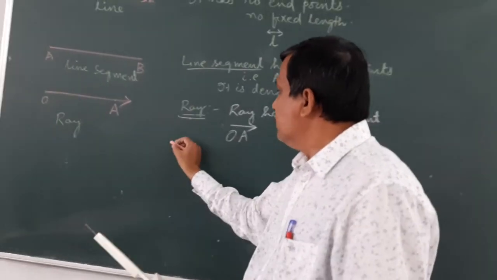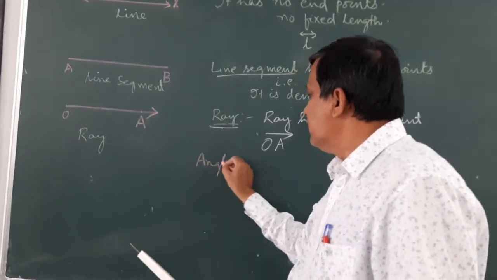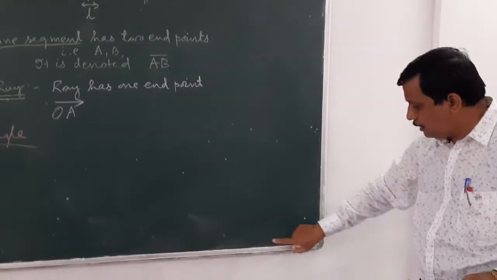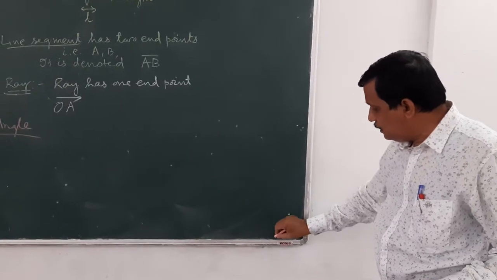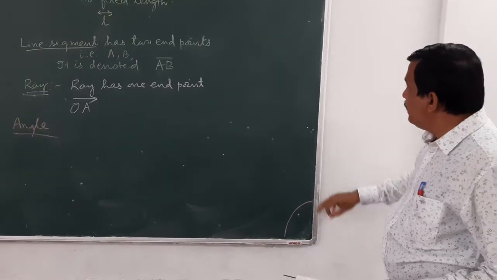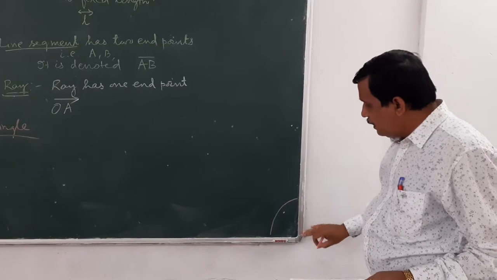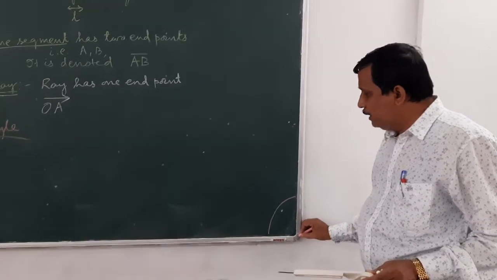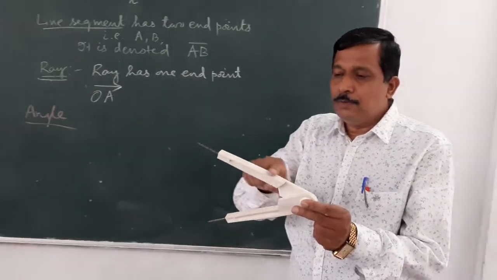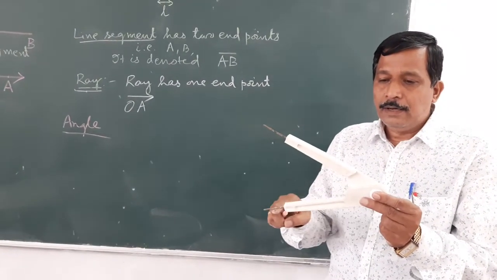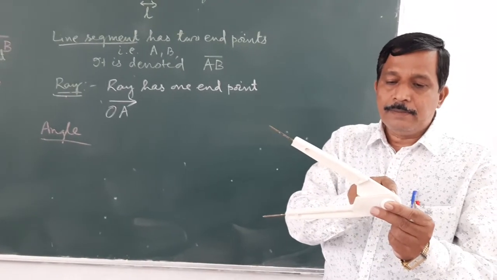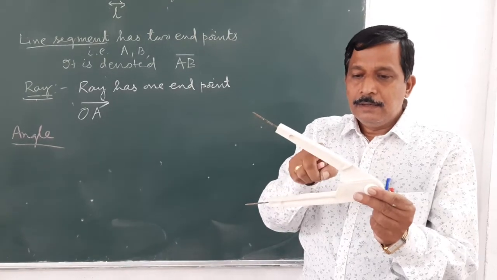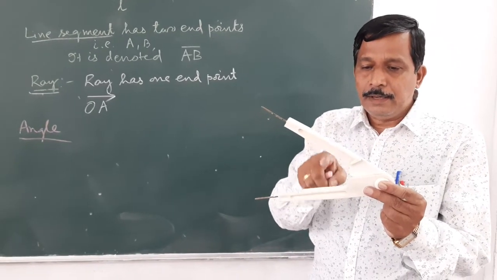Next will come angles. You see here also this blackboard. Here this is one angle. If you take this as one line segment and this as another line segment, this is the meeting point of the line segments. Similarly, suppose this is one leg and this is another leg, and the two legs meet at a point, that is known as the vertex, and an angle is formed.